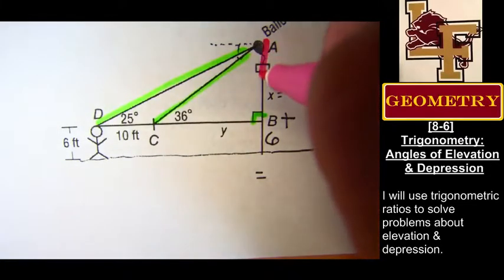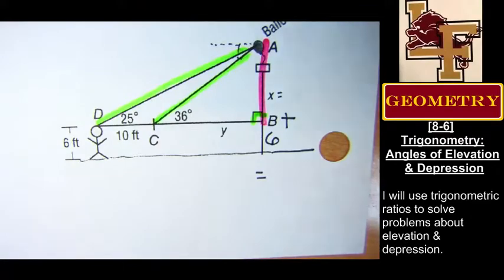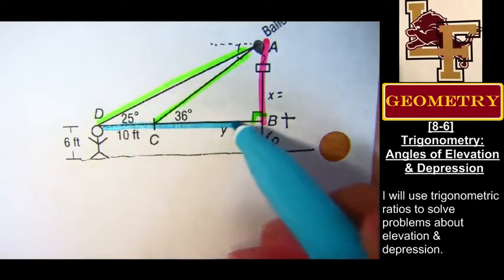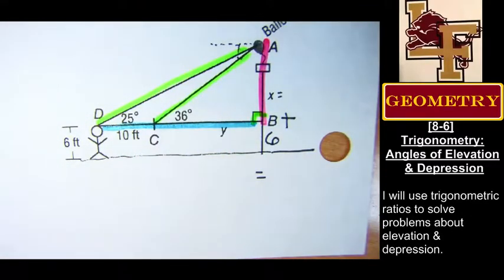Here's the side opposite the person. There's the side adjacent to that person. Which trig function uses opposite and adjacent? Tangent, so I'm going to set up 2 tangent functions back to back. Tangent 36 and tangent 25.